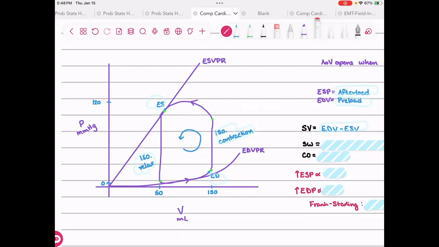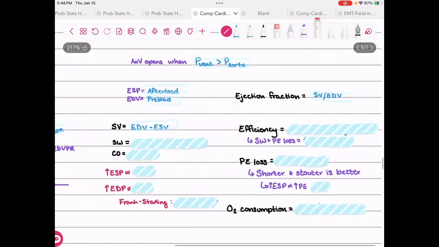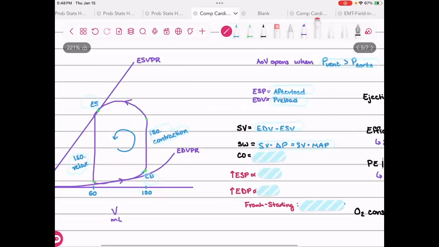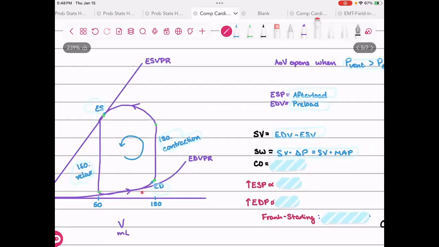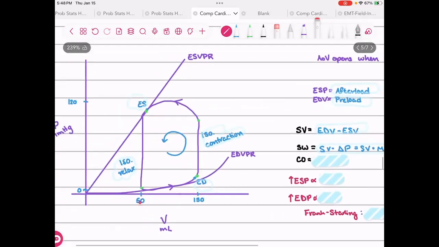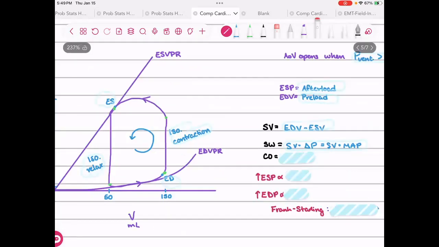It's also good to know the ejection fraction, so this is kind of the percentage that we were using in this healthcare scenario, and that's your stroke volume over your end diastolic volume, or your preload. The stroke work is the stroke volume times the change in pressure, or the stroke volume times your mean arterial pressure, your MAP. Another way of looking at this is as the area of your PV loop, right? So we have our stroke volume over here, and then our change in pressure on this vertical axis.